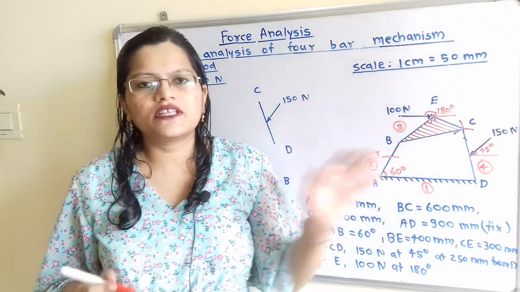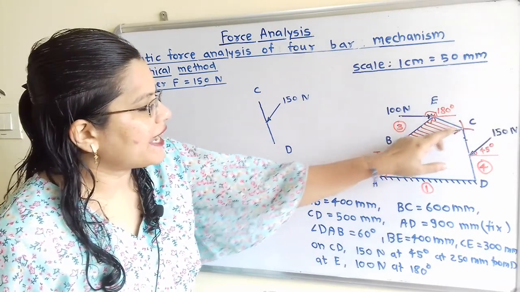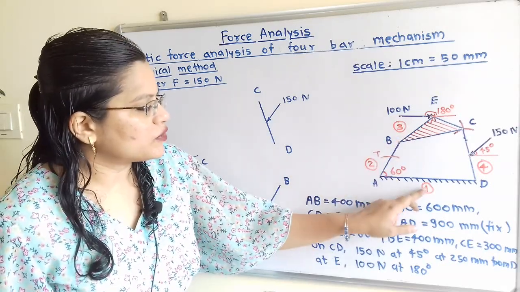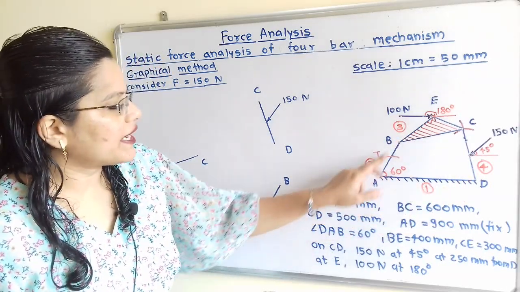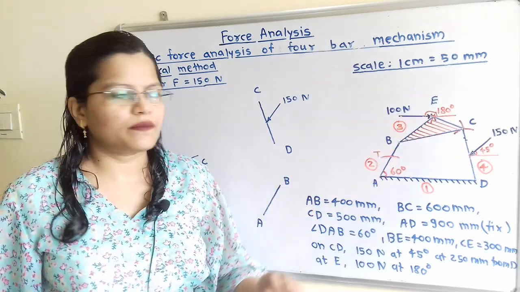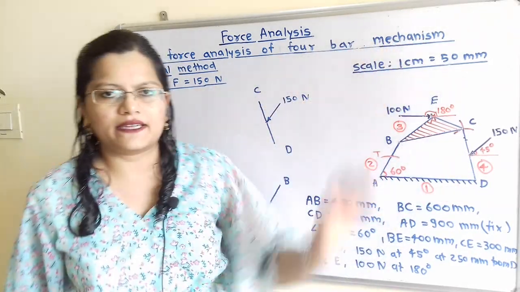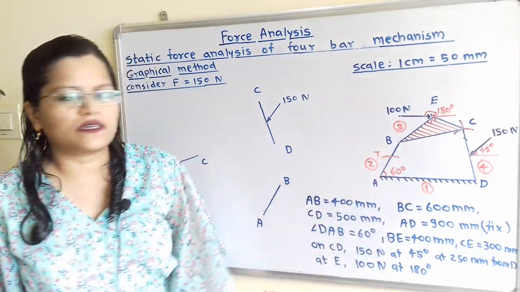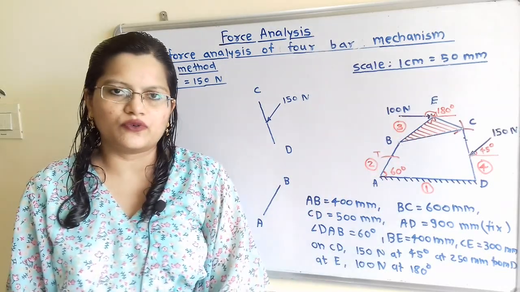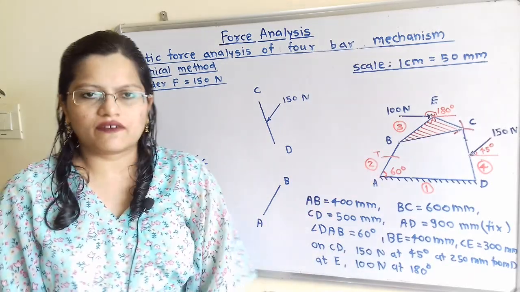Now if we observe this mechanism, here we will consider this section BEC as single section. So we will give the numbers to the link. So here AD is the link number 1, AB link 2, then this whole section BEC as a link number 3, and CD link number 4. So this is the 4-bar mechanism. Now for this mechanism, if we observe, there are two forces, 150 Newton as well as 100 Newton. So we will apply here the superposition method to solve this question.